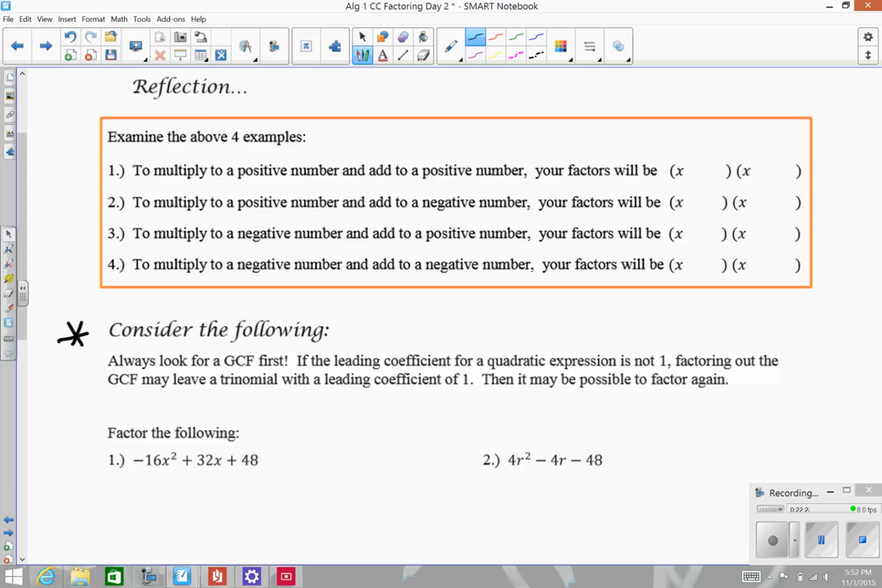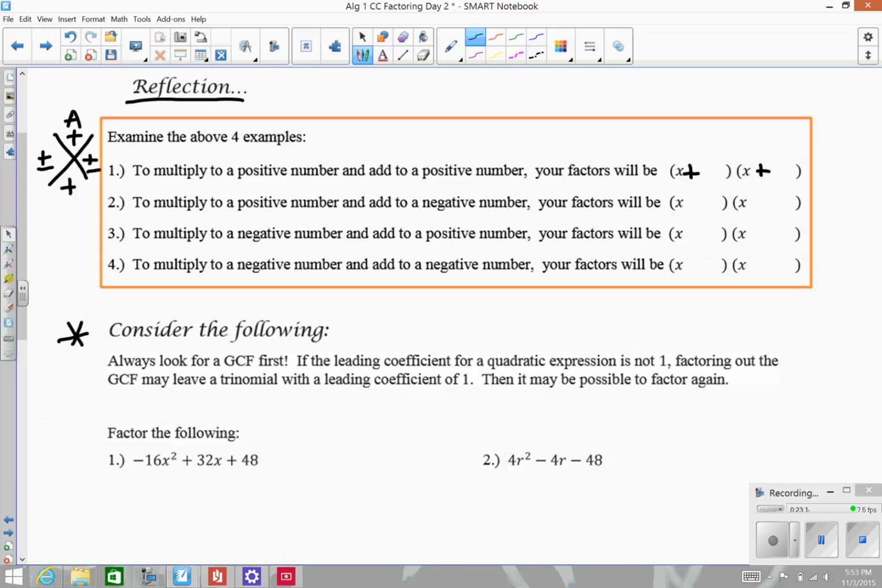All right, so I want to look now at what's in this yellow box in this reflection. I want to understand what kind of factors I'm going to need here. If I'm factoring a quadratic trinomial, I'm going to put my little x factor up here. If I multiply to a positive number and I add to a positive number, that means my two numbers that I'm looking for must be positive. So I'm going to have x plus something, x plus something.